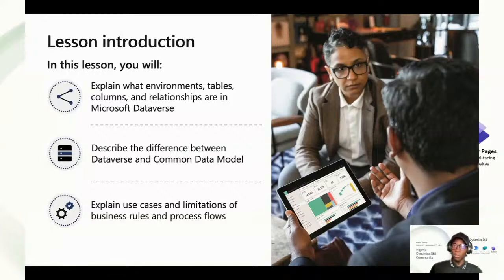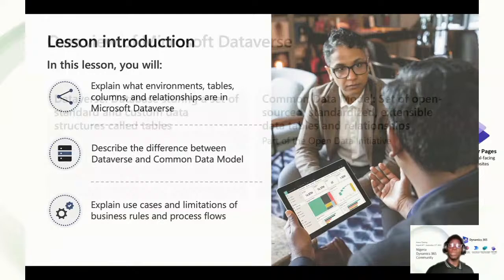So yeah, you have the relationship as well. It could be one to one, it could be many to many, it could be one to many, whichever one. You can describe the difference between Dataverse and the common data model as well. And we can also explain the use cases and limitations of business rules and process flows as well. So we have different business rules for different purposes.